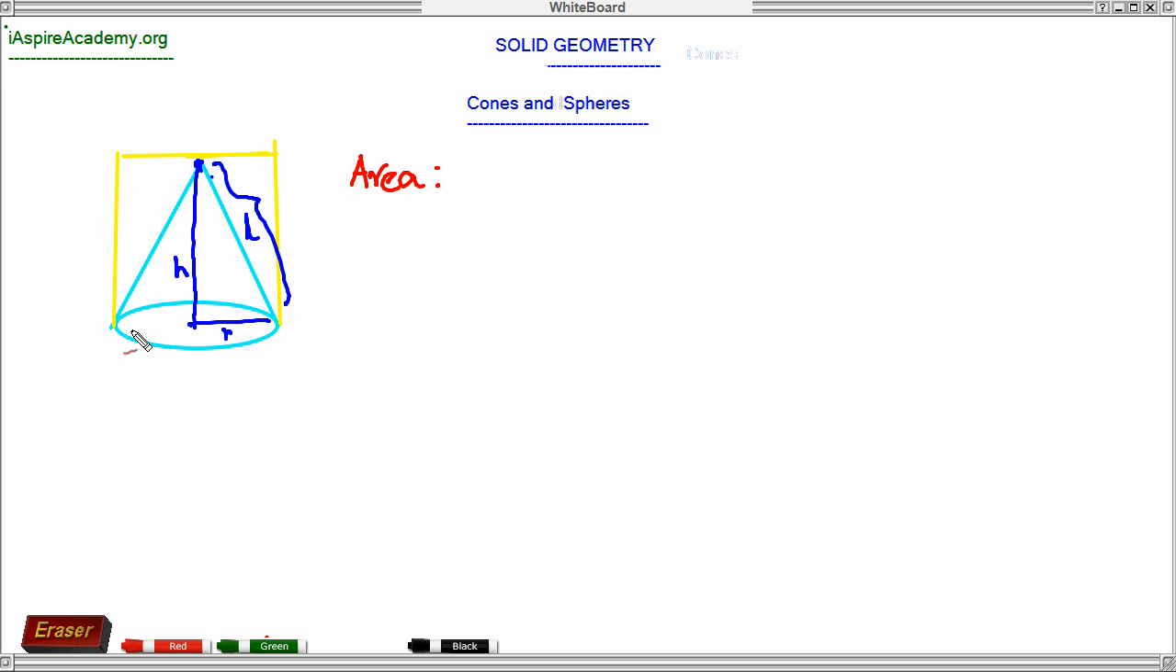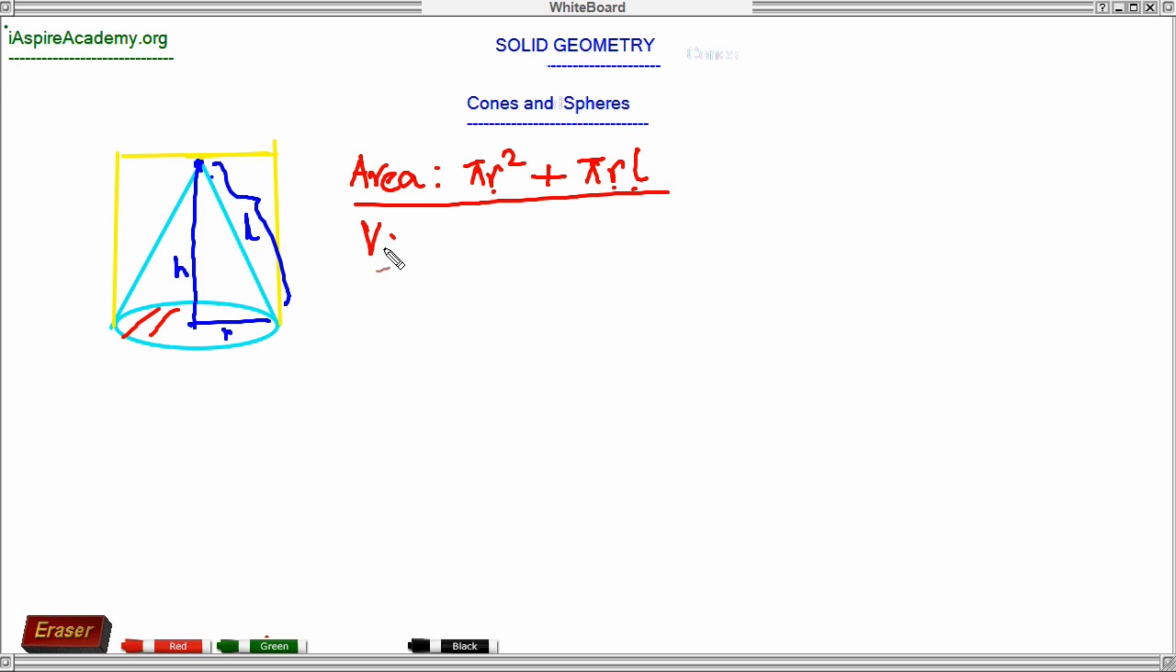The surface area of the cone constitutes two parts. One is the surface area at the bottom, which is pi r square, because the bottom surface is really a circle, plus the slanted surface, whose area is pi r l, where l is the slanted height. So this is the surface area, with two dimensions, r and l, and here r square.